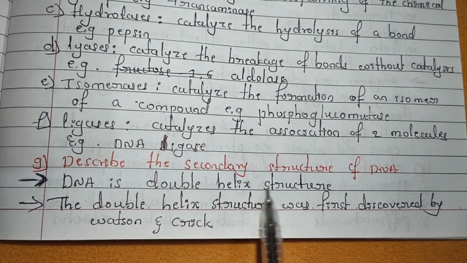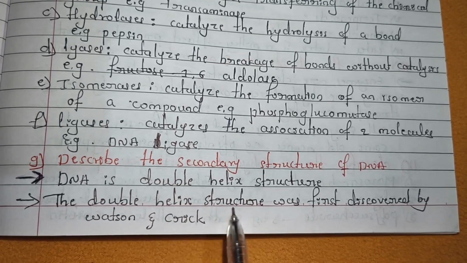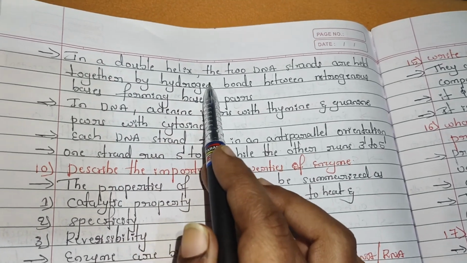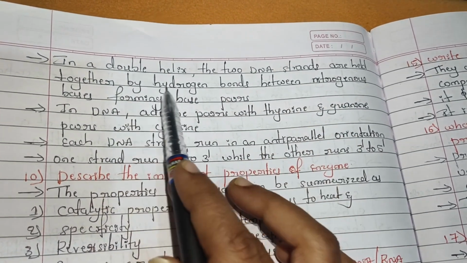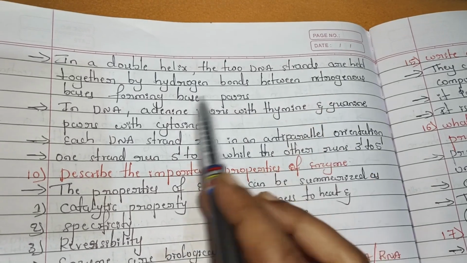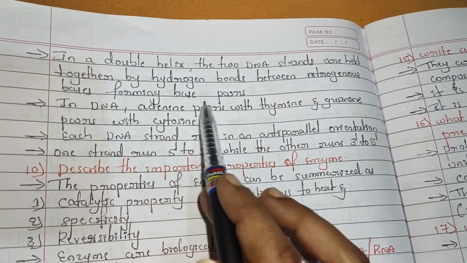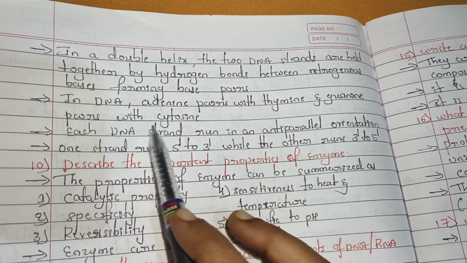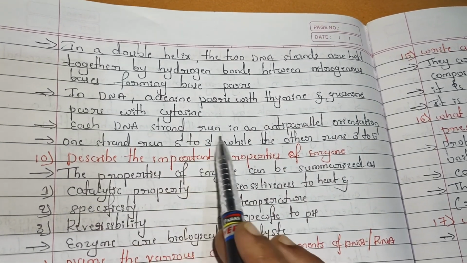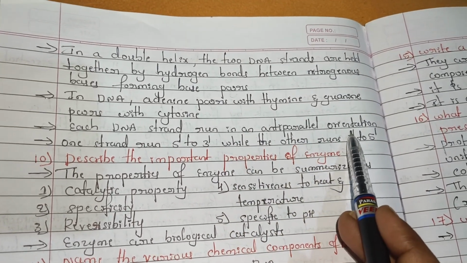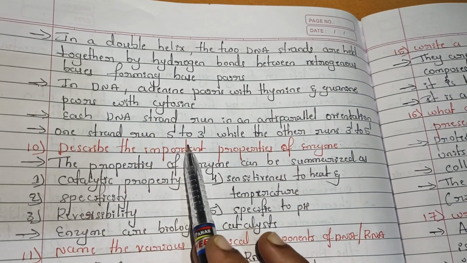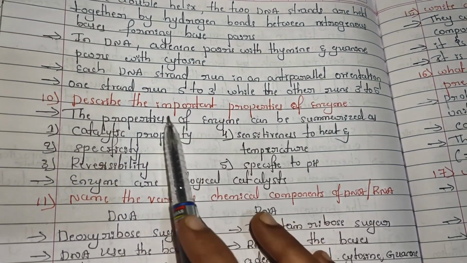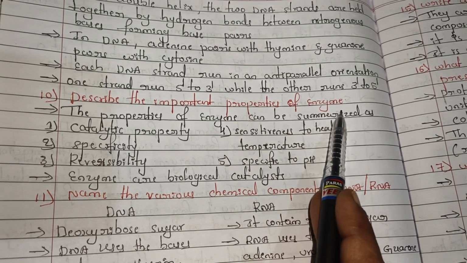DNA is a double helix structure. The double helix structure was first discovered by Watson and Crick. In a double helix, the two DNA strands are held together by hydrogen bonds between nitrogenous bases forming a base pair. Next point, in DNA, adenine pairs with thymine, guanine pairs with cytosine. Each DNA strand runs in an anti-parallel orientation: one strand runs 5' to 3', while the other strand runs 3' to 5'. Next question is, describe the important properties of enzymes.